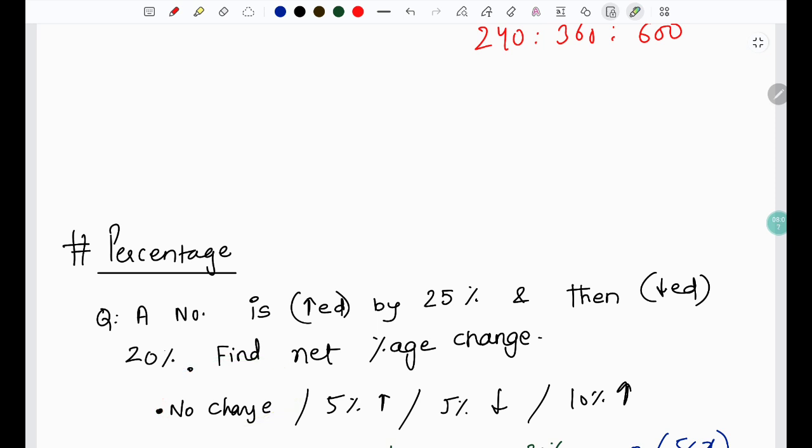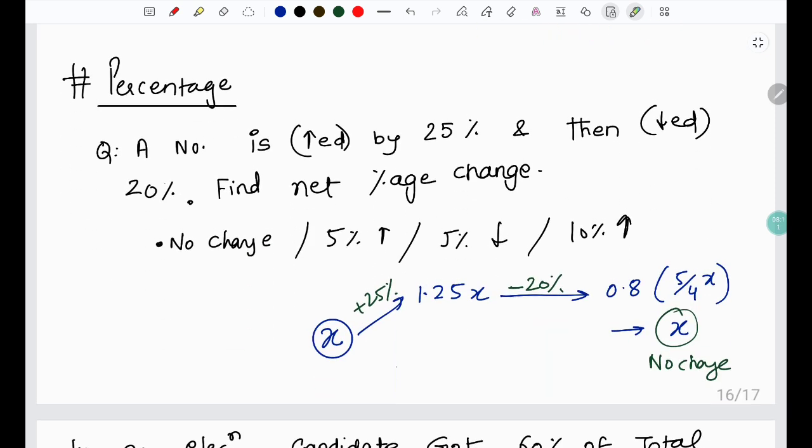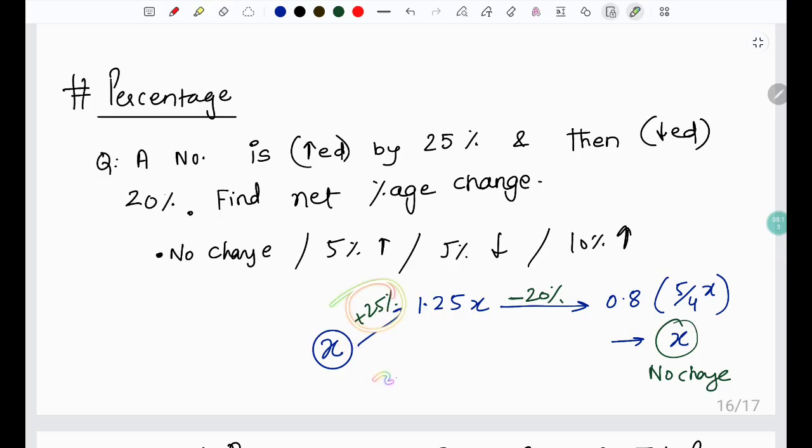You see, anyhow, here x had an increase of 25%, so it became 1.25. Then it was reduced by 20%, which is written as 0.80 or 0.8. So 1.25 can be written as 5 by 4 x. So this came out to be x. Hence there is no change in the number.